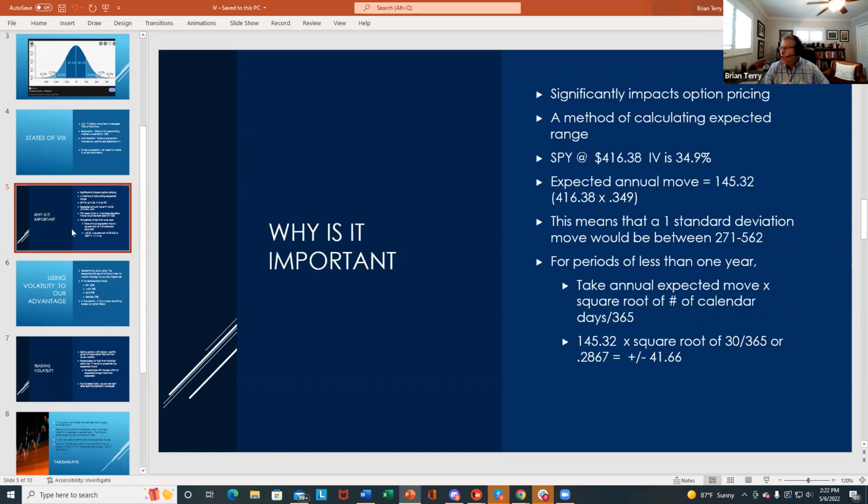So if you're trying to calculate a period less than 1 year, all you do is take that annual move, the 145, and multiply it by the square root of the number of days divided by 365. So if you want to do 7 days, you just divide 7 by 365, calculate the square root of that, and then multiply it by the annual expected move. Any questions on that?